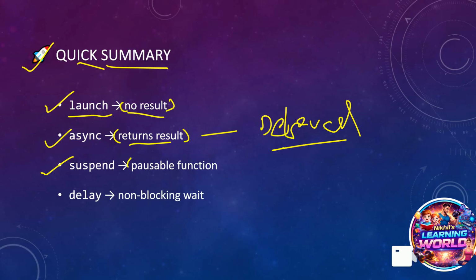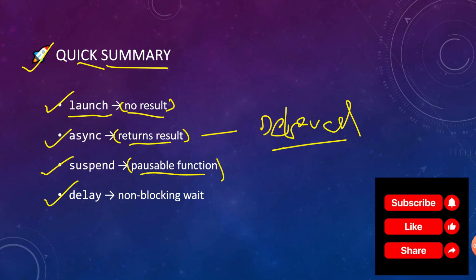So that was the part about coroutines, and next was suspend functions. Suspend functions are functions that can pause execution without blocking the thread. That's the main point here, keep in mind. And next was delay. Delay is used to pause the coroutine without blocking the thread, unlike Thread.sleep, which freezes everything. Okay, so putting it all together, when you combine launch, async, suspend, and delay, you get a powerful and efficient asynchronous program.